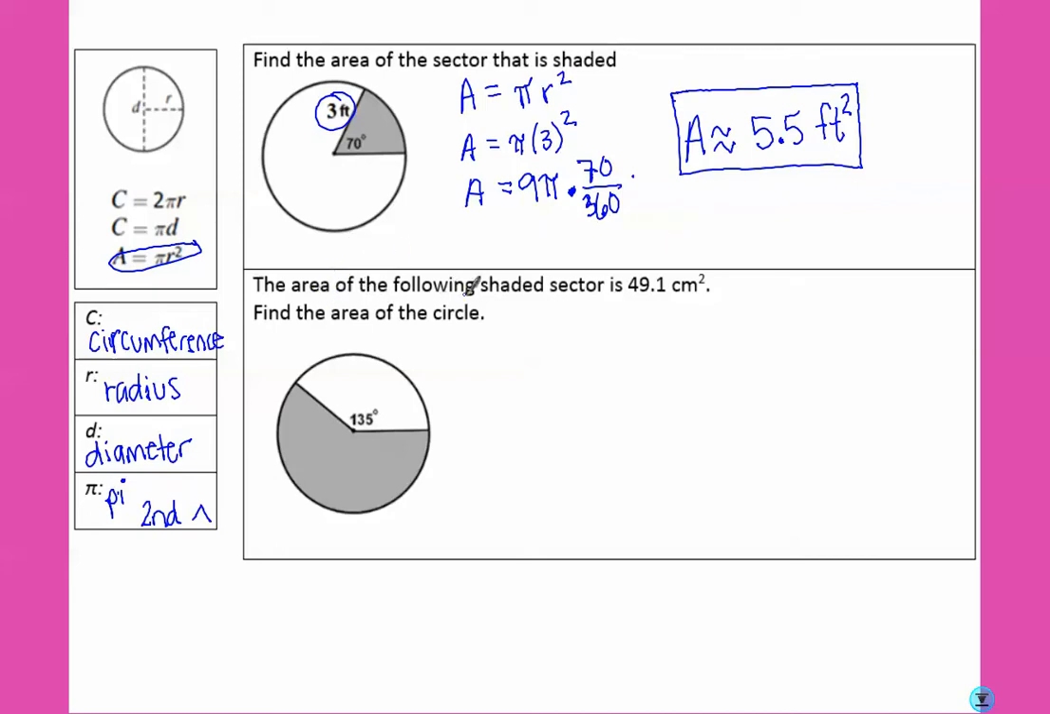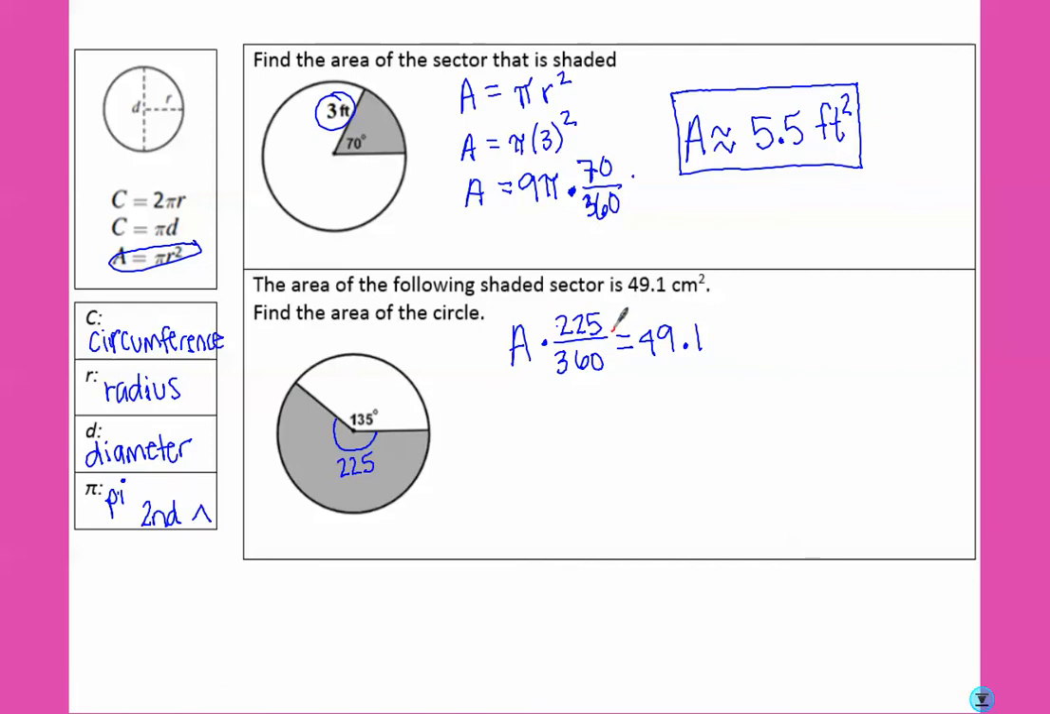The next one says the area of the following shaded sector is 4.91 centimeters squared. Find the area of the circle. So since this is 135 degrees, we know that this angle here would be 225 degrees by subtracting 135 from 360. So whatever the area of the whole circle was, we took that and we multiplied it by 225 out of 360. And it ended up equaling 49.1. So we need to do some algebra to work backwards.